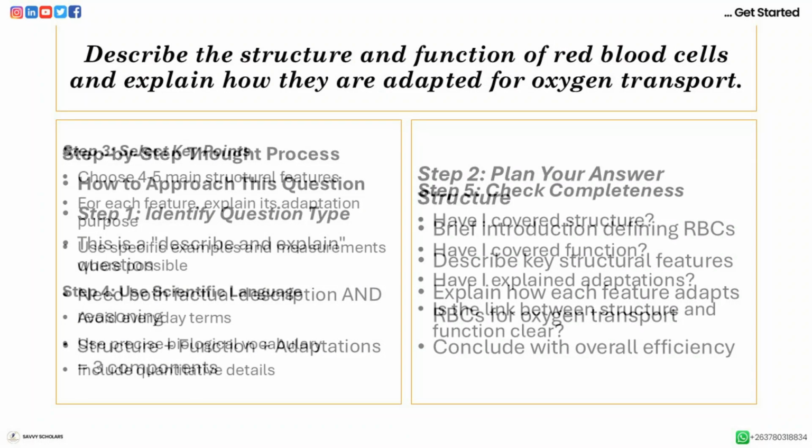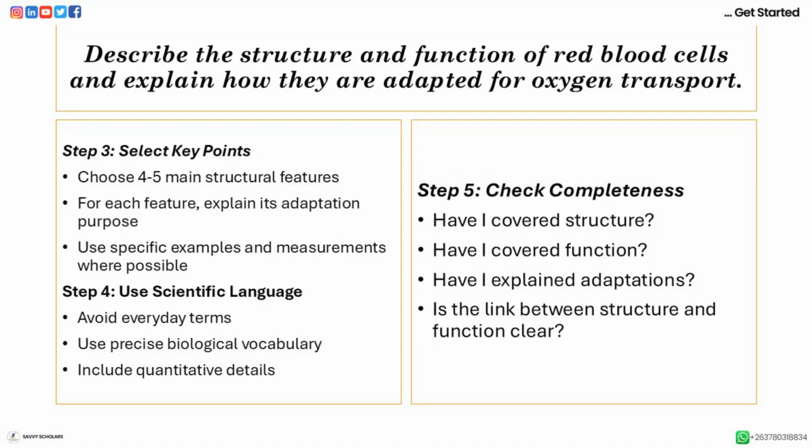Step 3 is you're selecting the key points, where you choose 4 to 5 main structural features, and then for each feature you explain its adaptation and purpose. Then you use specific examples or measurements where possible. Step 4 is you must use scientific language. Avoid everyday terms. Use precise biological vocabulary and also include quantitative details where necessary.